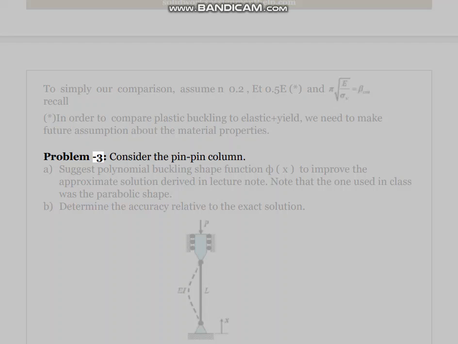Problem 3. Consider the pin-pin column. A. Suggest a polynomial buckling shape function w(x) to improve the approximate solution derived in the lecture notes. Note that the one used in class was the parabolic shape. B. Determine the accuracy relative to the exact solution.